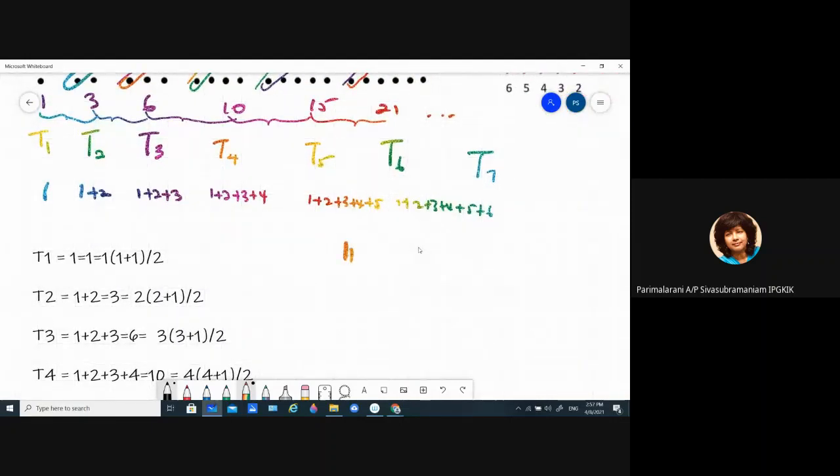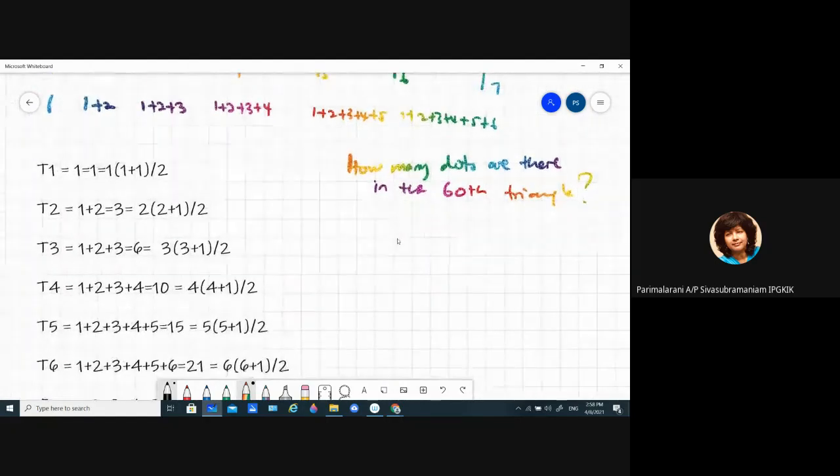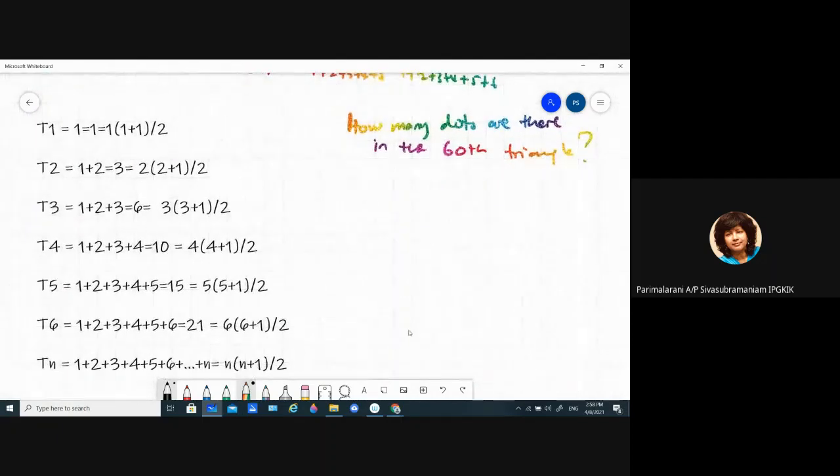Okay. So you want to know how many dots are there in the 60th triangle. How can we find this answer? Okay, for this, we need to know the formula for triangular numbers. So how can we find the formula for triangular numbers? Okay, so this is given here.